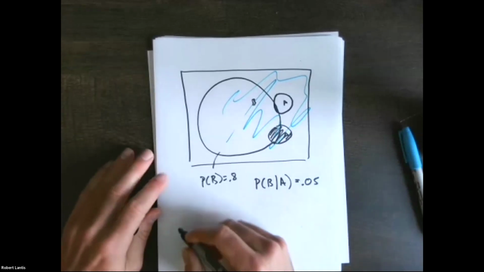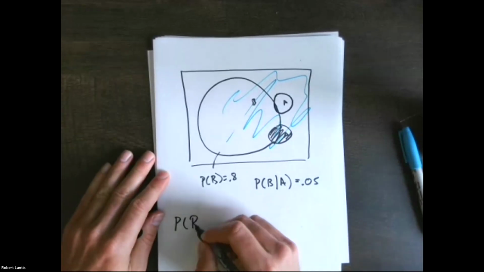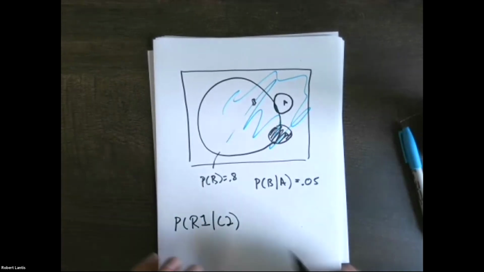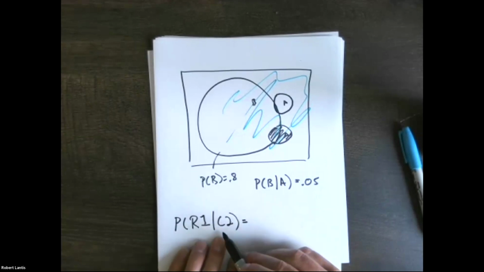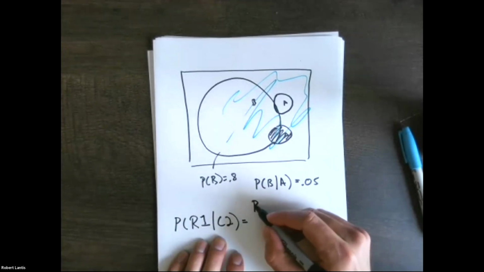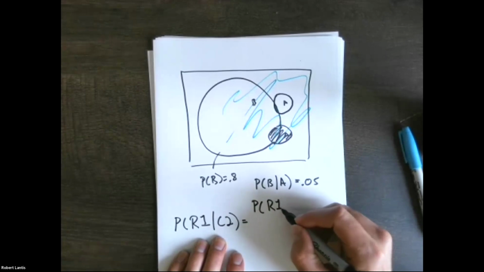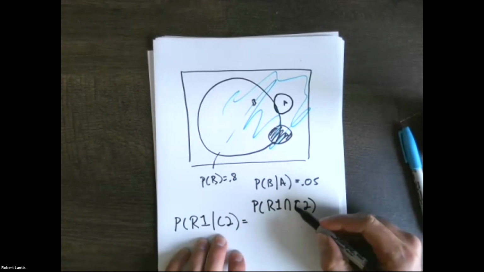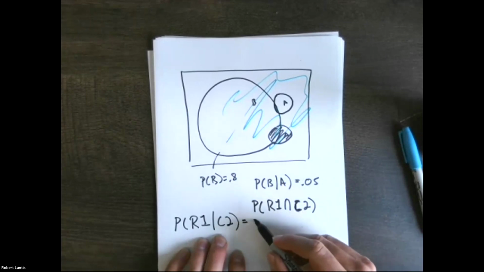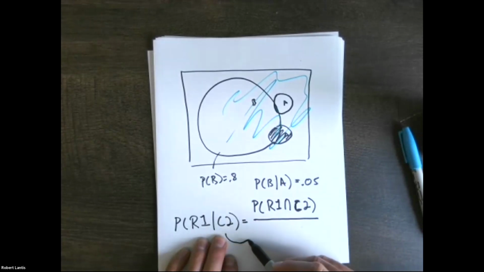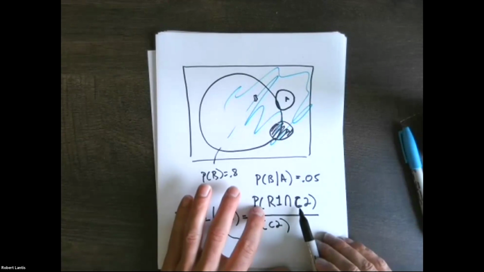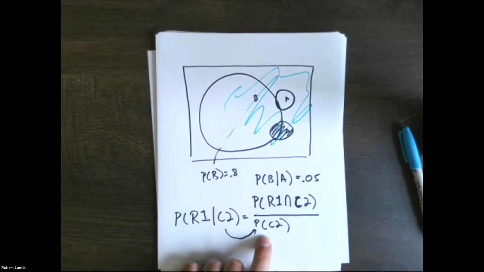So we said we were looking for the probability of R1 given C2. Well, that multiplication rule is that anytime I want a conditional probability, I can write it as the probability of the intersection of the two events. This is a C, sorry. And then I'm going to divide it by the probability of whatever I'm conditioning on, which here is C2. Okay.